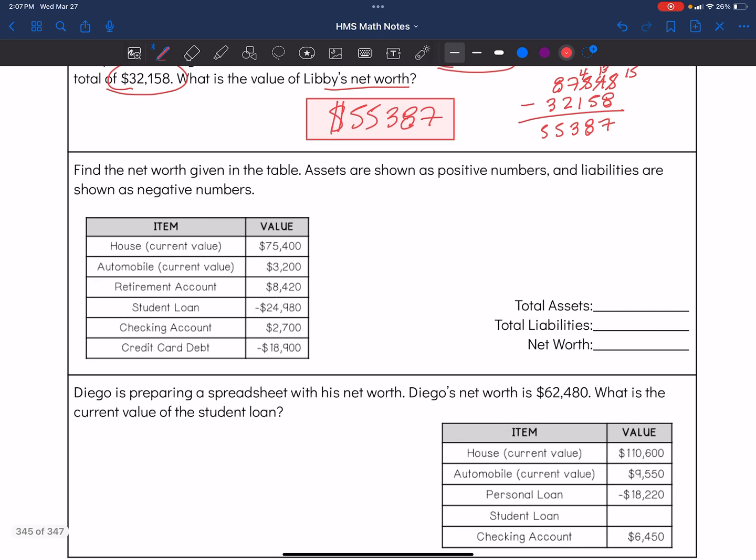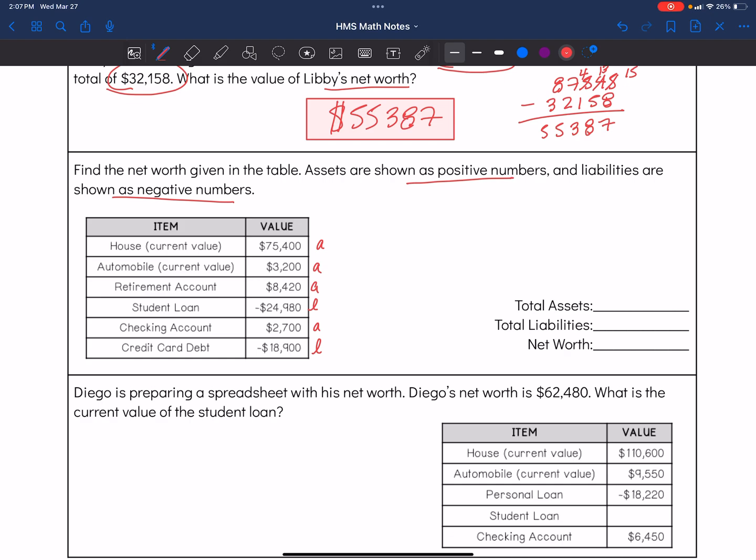You might have a table. The cool thing is sometimes they show us what the liabilities are by putting negatives, which makes our life easier, right? So let's read the question. Find the net worth given in the table. Assets are shown as positive numbers. Liabilities are shown as negative numbers. Cool, love that for us. I'm still gonna label assets and liabilities with A's and L's.